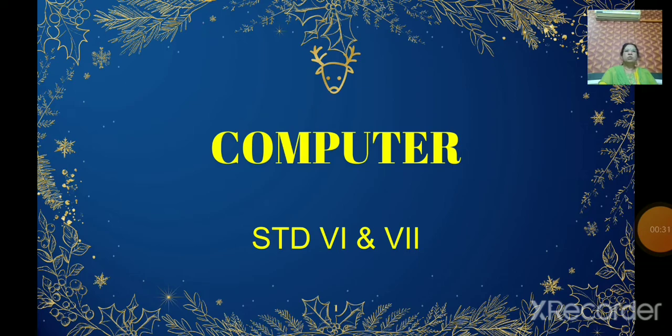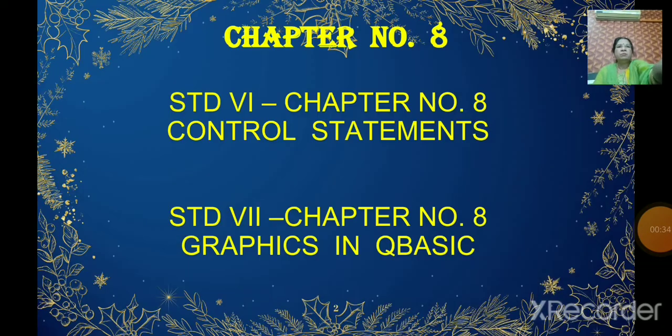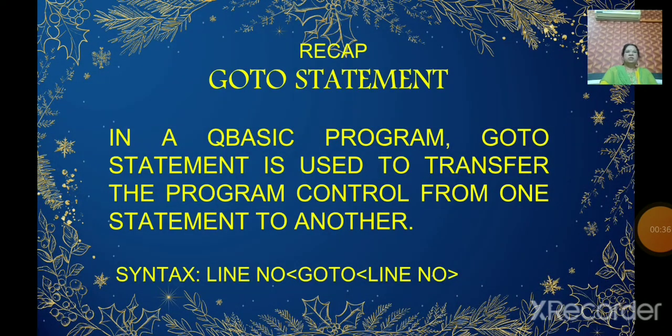So what is the go to statement? In a QBasic program, the go to statement is used to transfer the program control from one statement to another statement, right? What is the syntax of the go to statement? Line number, then go to, and you can put a label number or line number. Yes children, and we have learned conditional and unconditional go to statements.